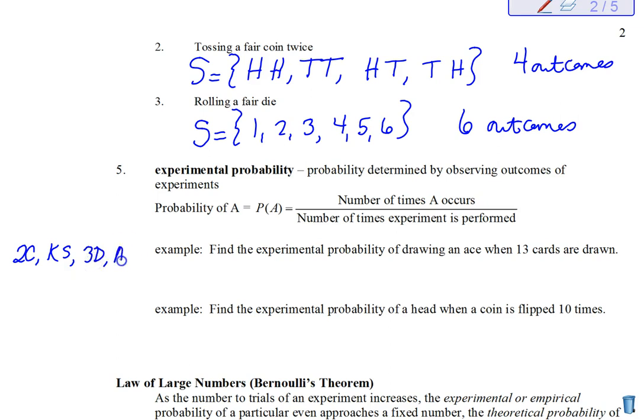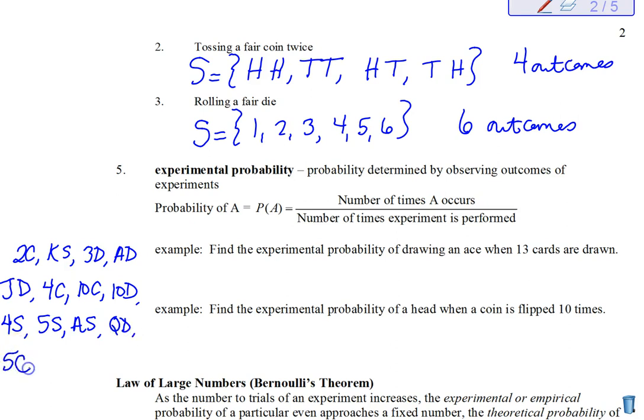Next card is an ace of diamonds. Next card is a jack of diamonds. Next is a 4 of clubs. Next is a 10 of clubs. Next is a 10 of diamonds. Next is a 4 of spades. Next is a 5 of spades. Next is an ace of spades. Next is a queen of diamonds. And then my final card is a 5 of clubs.